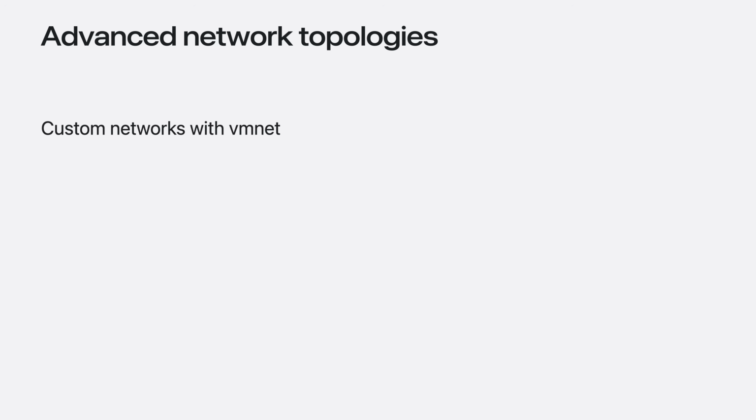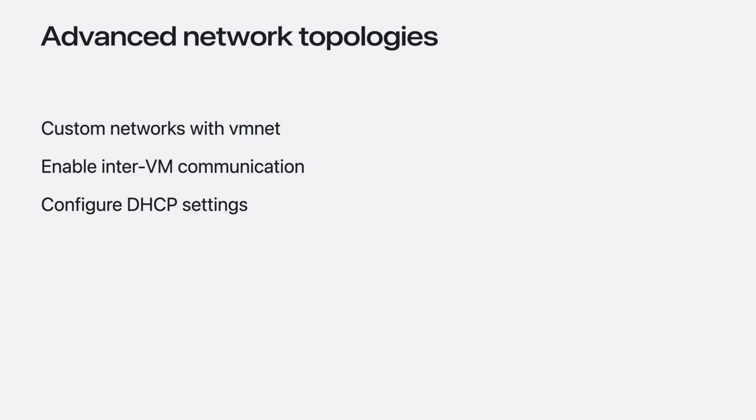Using the vmnet framework, you can create custom network topologies for your macOS and Linux VMs. vmnet allows you to control how your VMs can communicate with each other. vmnet also allows you to configure various parameters of those custom networks. For example, you can configure the DHCP settings for the network, or add rules to forward TCP or UDP host ports to specific virtual machines.